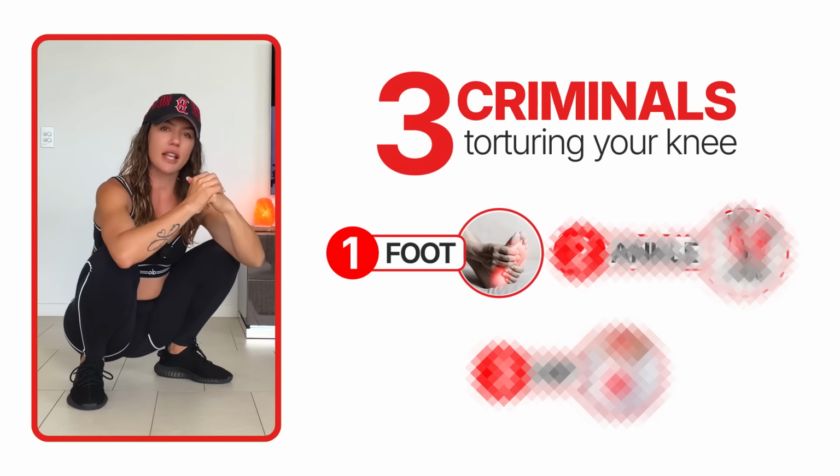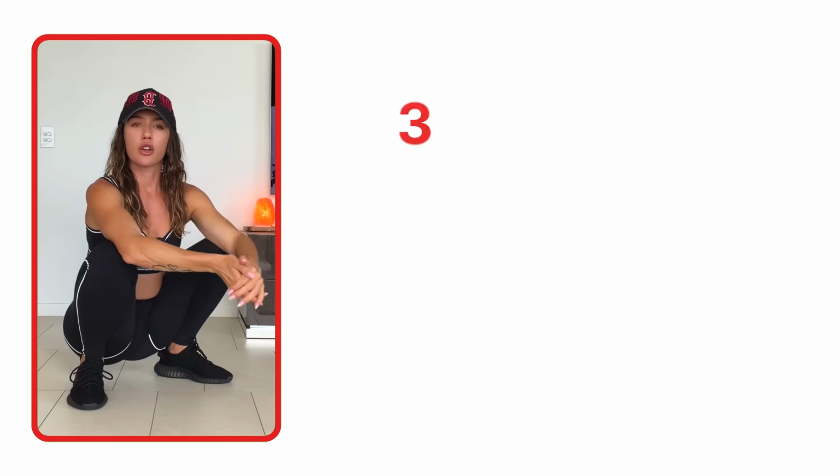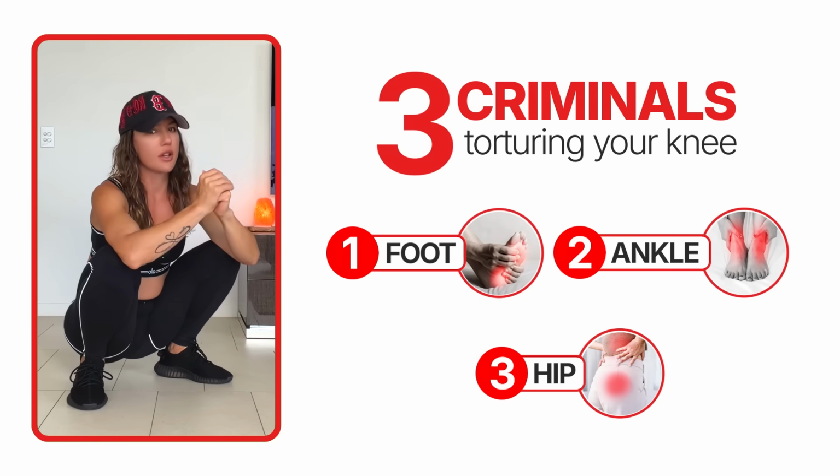Criminal number 2 is the ankle. If your ankle is unstable, and most people's are, every time that you stand on one leg, which you do every time you take a step, that ankle wobbles. And every wobble, that is instability shooting straight up into your knee. Criminal number 3 is the hip. This is the big one. If your hip drops out to the side when you stand on one leg, that's a sign of massive weakness in the glute medius, which is this muscle right here. When this muscle is weak, your hip collapses. And when your hip collapses, your knees cave in. That's where the pain comes from.